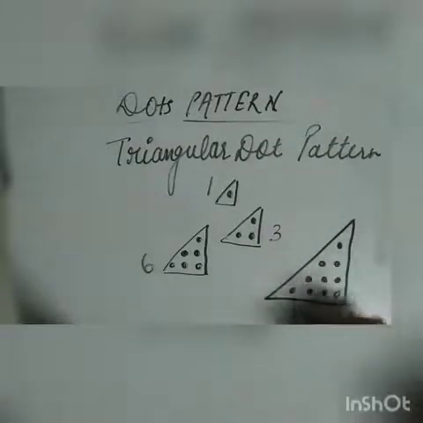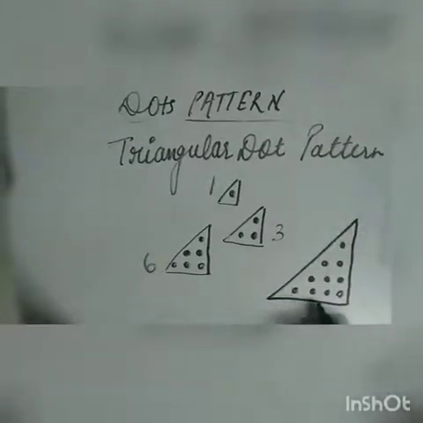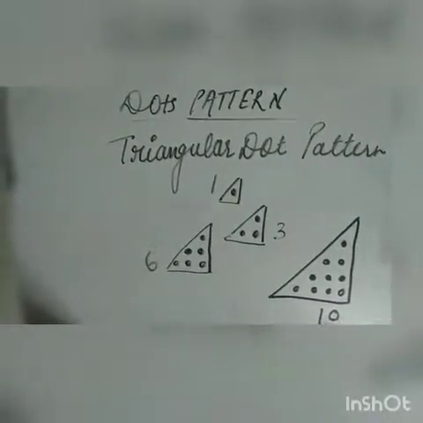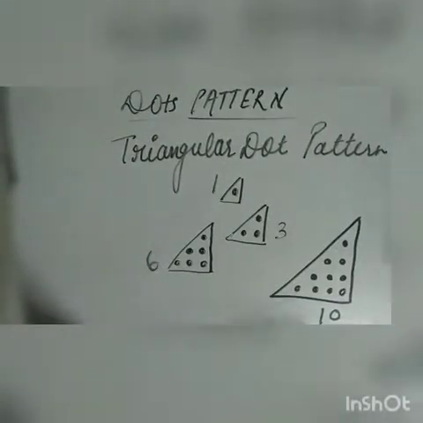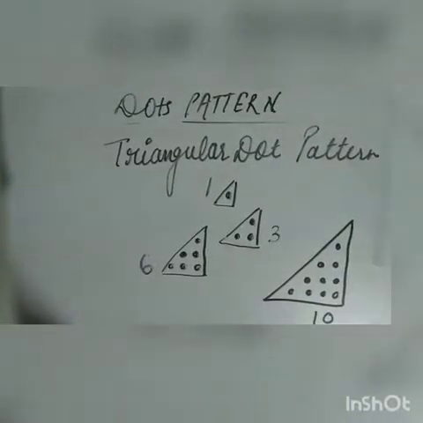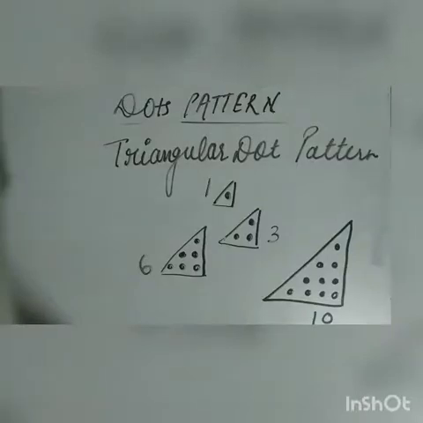So, in this triangle, the total number of dots is 1, 2, 3, 4, 5, 6, 7, 8, 9, 10. The dots are 10 in this triangle. So in the triangular dot pattern, the dots are arranged in the triangular form.